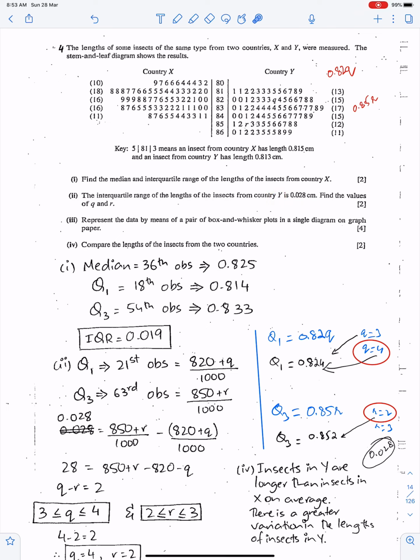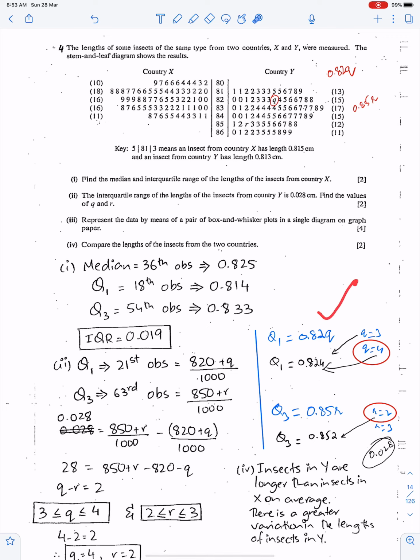Find the values. So we will use the trial and error method for that. Number one, we have to check what is Q1 and what is Q3. So you know Q1 is the 21st observation, and this is the 21st observation. So this observation is Q1. It is 0.82Q. It's here.